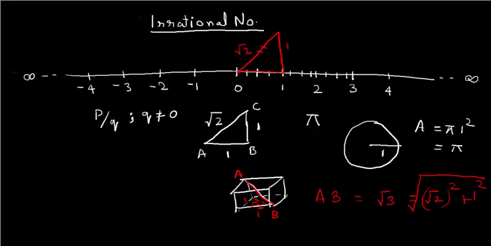All I have to do is take this as a center and draw a circle, like this. Wherever this arc intersects the number line, that becomes root 2. So your root 2 would be somewhere here. Now can we represent root 3 also on the number line? Yes, it is possible. Let's see how we go about doing it.